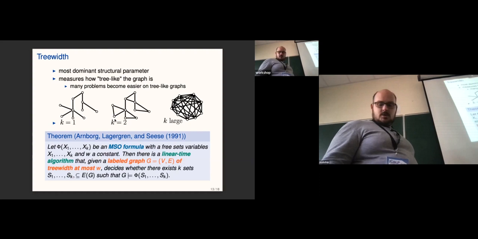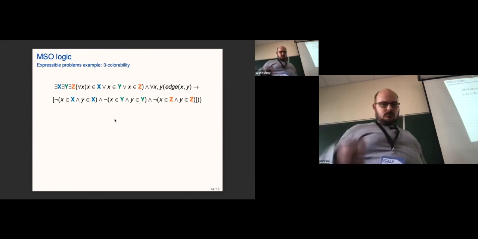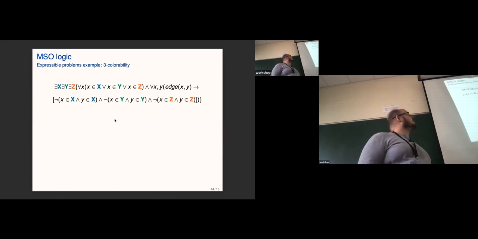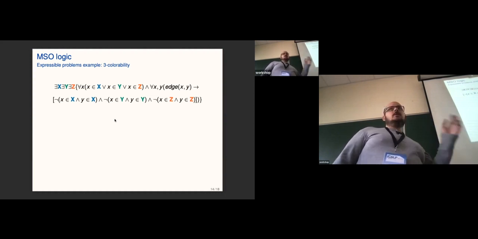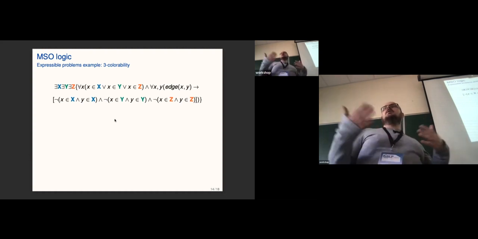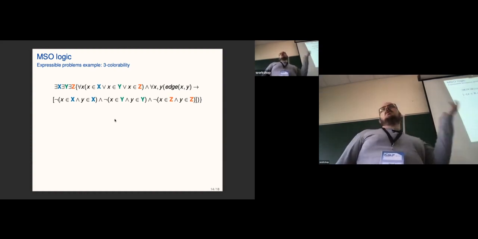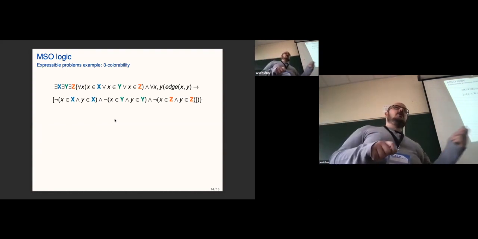So we use this big hammer, and I will just tell you what MSO is. It's some kind of a logic where we can quantify over sets of edges or sets of vertices. We have variables for vertices and variables for edges, and we can say there is an edge between two vertices. We can say whether an edge is incident on a vertex, and so on. We can say whether an edge is exactly the edge between two vertices, and so on.